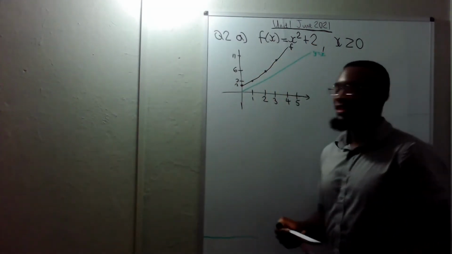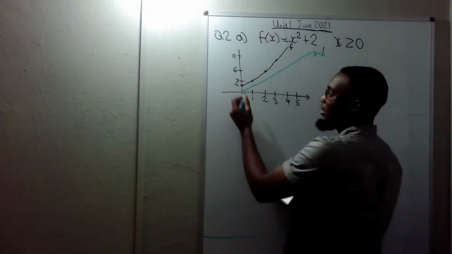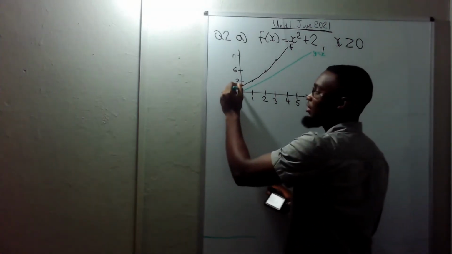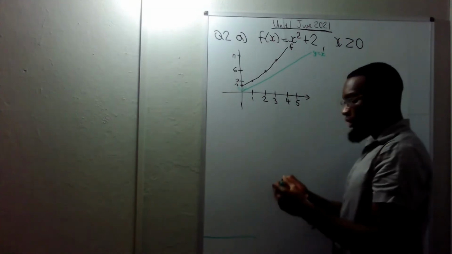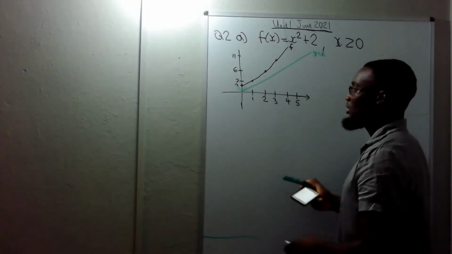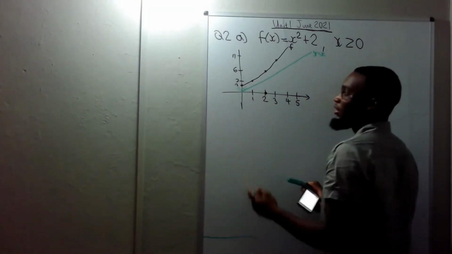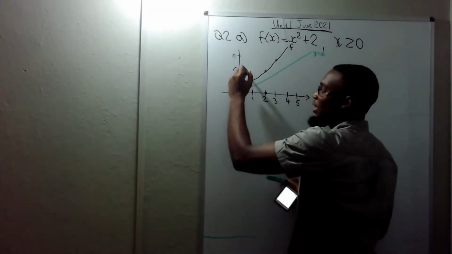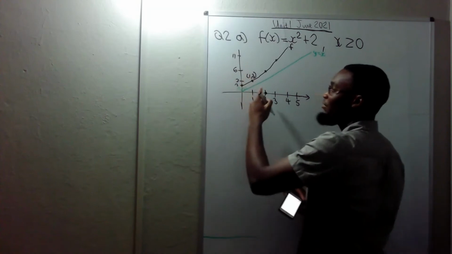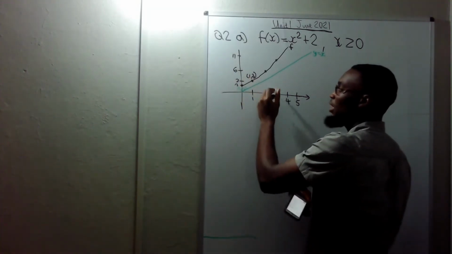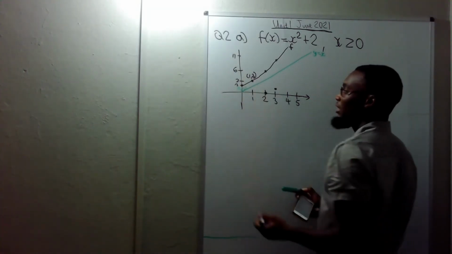And so the inverse is going to be, this is the point 0, 2. So the inverse point is going to be 2, 0. Now the point right here is 1, 3. So the inverse point is going to be 3, 1. 3, 1 can be here.